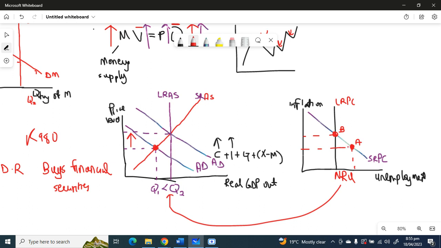In our Phillips curve, here we say the inflation rate has gone up. All right. This is the movement from point A to B. Inflation rate goes up, and then unemployment reduces. Right. We're back at the natural rate of unemployment. All right.